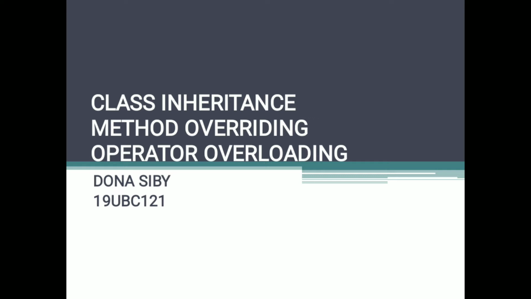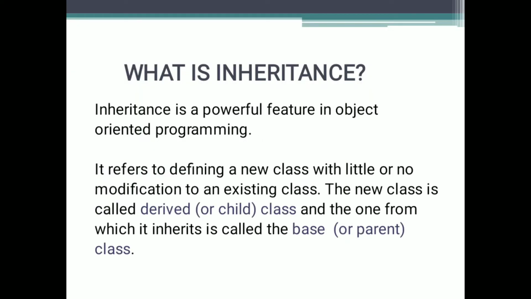In this video, I am going to discuss class inheritance, method overriding and operator overloading in Python. First, let's see what is inheritance. Inheritance is a powerful feature in object-oriented programming. Inheritance allows us to define a class that inherits all the methods and properties from another class. The new class is called the child class and the one from which it inherits is called the parent class.